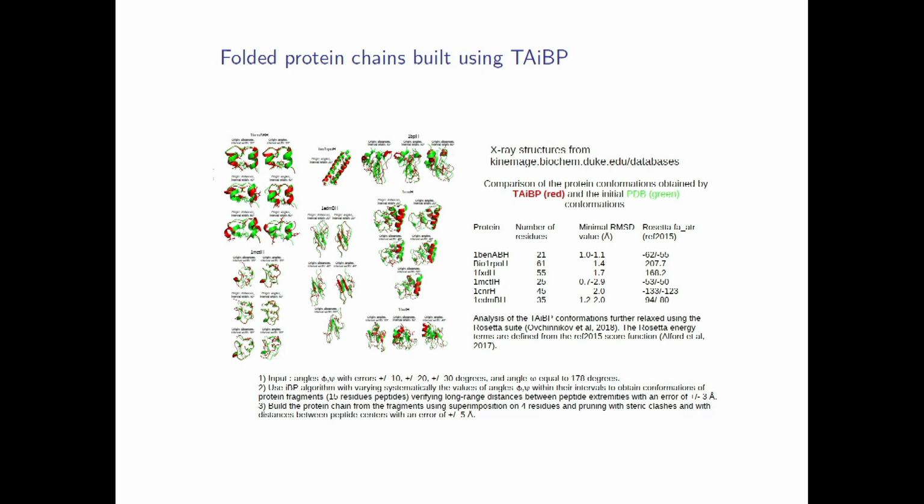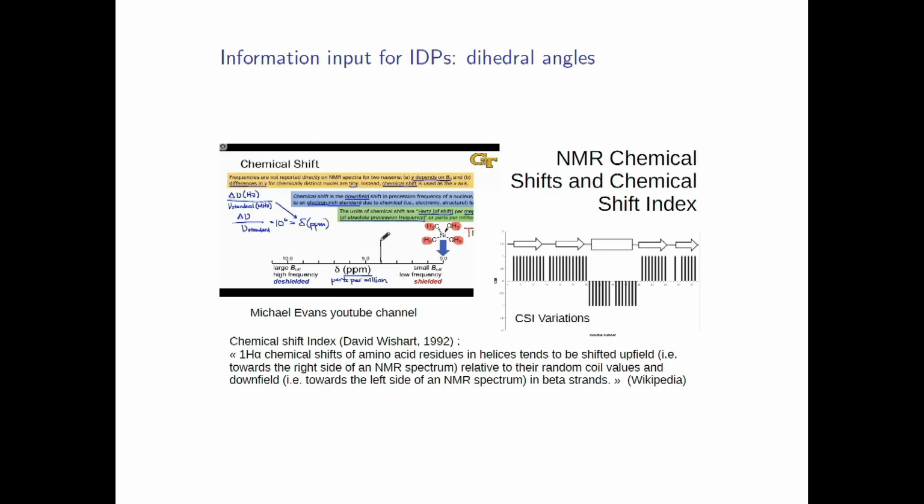We have been testing the method. We have been applying it on cases of small folded proteins for which we knew the solution, and here in green that was the initial structure, and in red that's the conformation we have been able to produce with this method that we call TAIBP. And we have some decent scores, compared with Rosetta, which is a program known for protein folding generation.